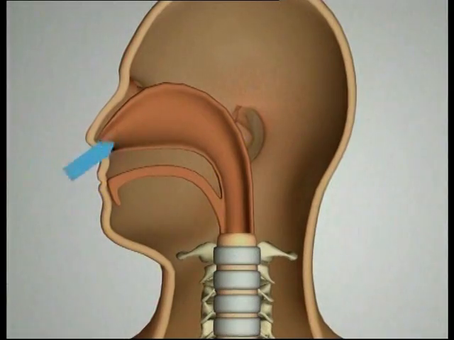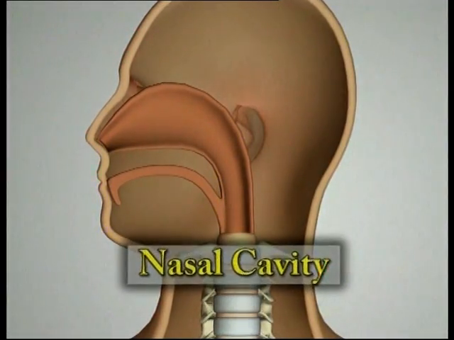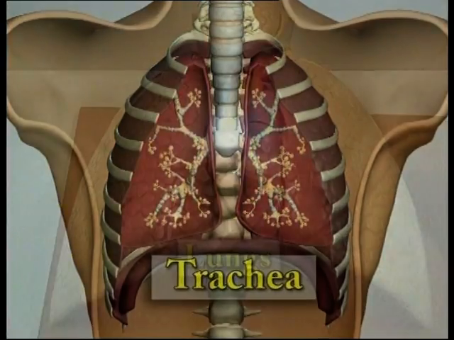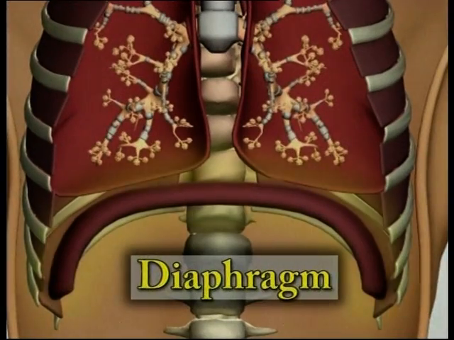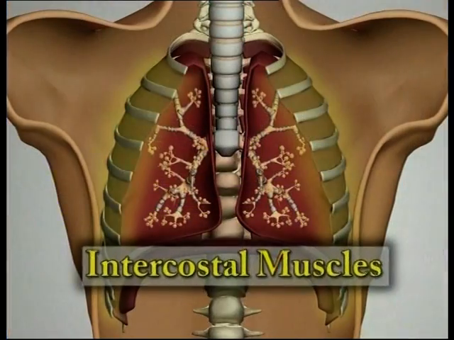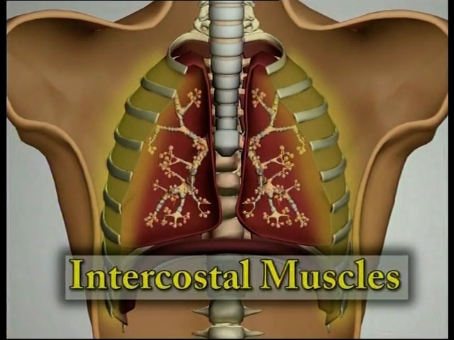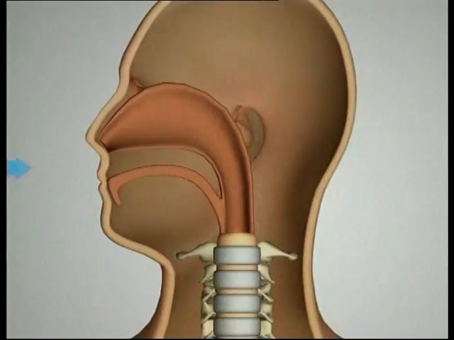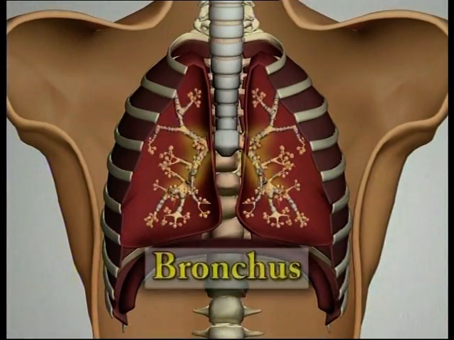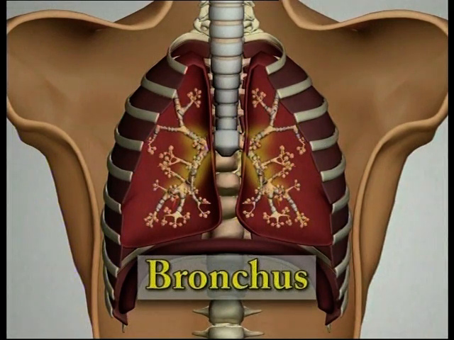The human respiratory system consists of the nasal cavity, trachea, lungs, ribs, diaphragm, and the intercostal muscles. Air is breathed in through the nose, and air is warmed, moistened, and filtered. It then passes through the trachea, which is a tube supported by rings of cartilage, which then branches into two separate bronchi, left and right, which enter the lungs.